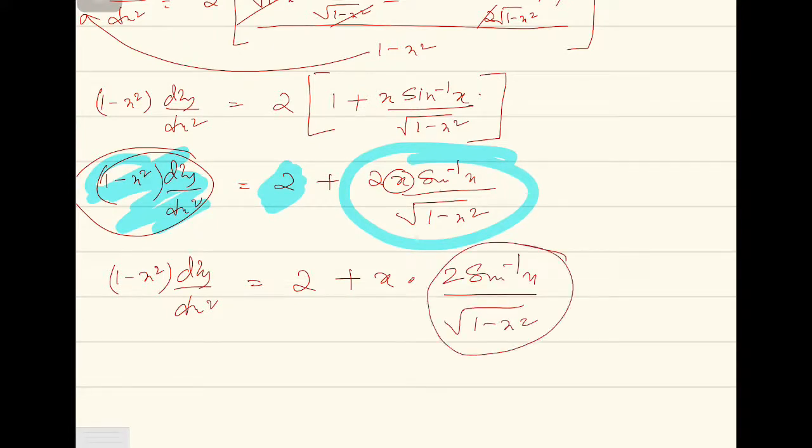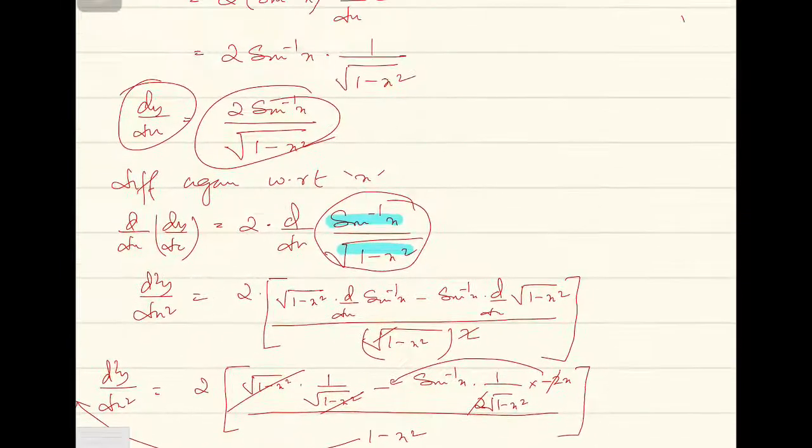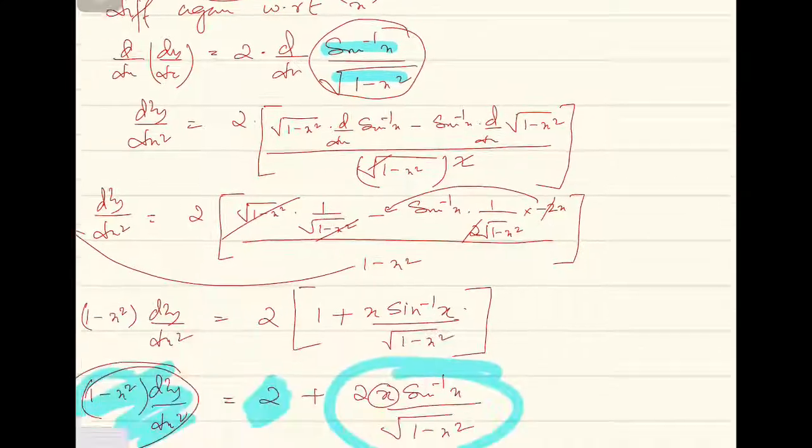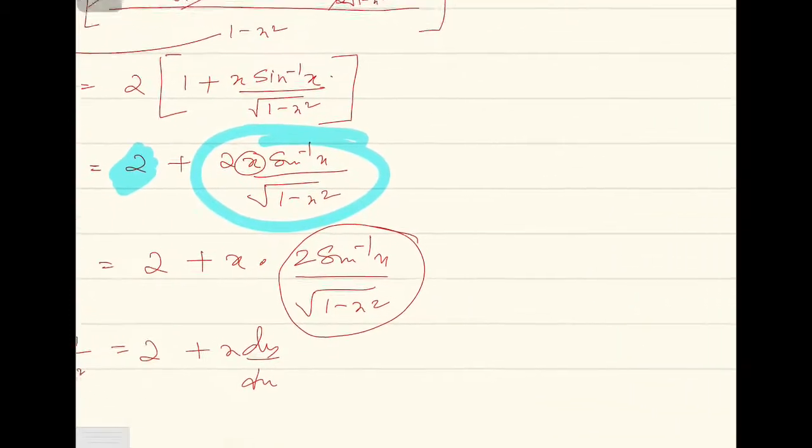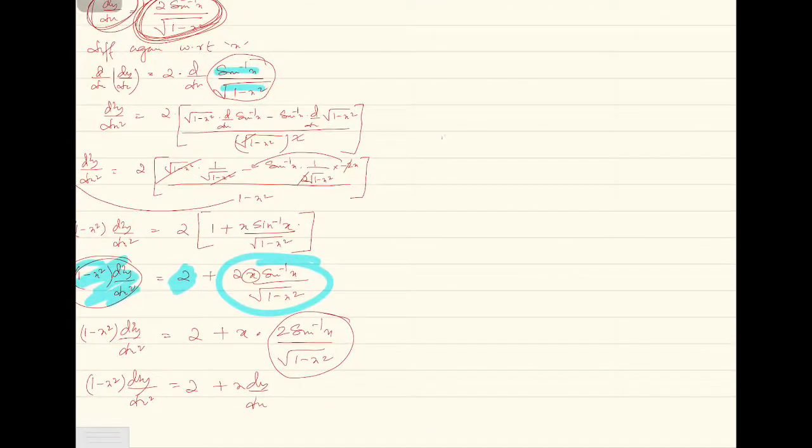I expect this to become dy by dx because I need x dy by dx. Let's see. Yes, exactly. Did you see here? This is dy by dx. dy by dx equals 2 sine inverse x over under root 1 minus x square. So replace it here. You get (1 minus x square) d2y by dx square equals 2 plus x dy by dx. So ultimately the answer would be, let me do it here, (1 minus x square) d2y by dx square minus x dy by dx equals 2.